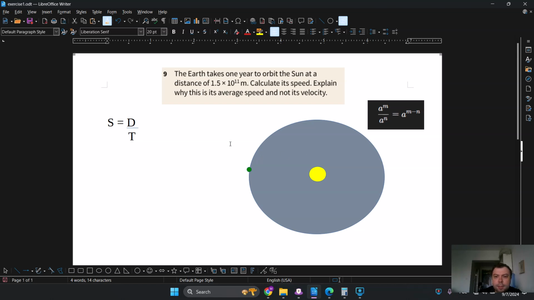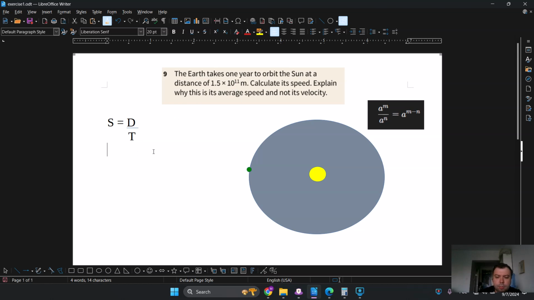Hello everyone, I have an interesting exercise: how to calculate the speed of Earth around the Sun. So we will need the formula that average speed equals distance over time. So we need to divide the distance by the time. And we know the distance here is given approximately 150 million kilometers. But we want to express it in meters, that's why they provide these big numbers as exponents.